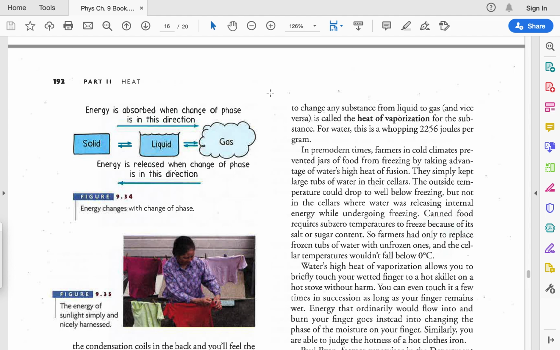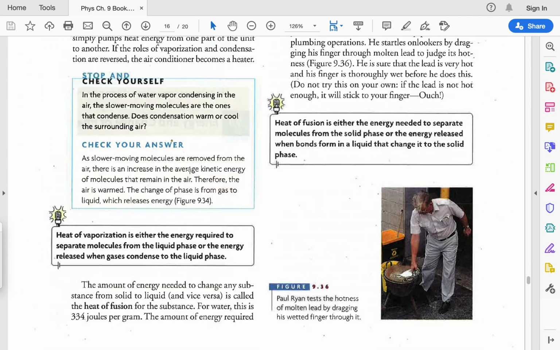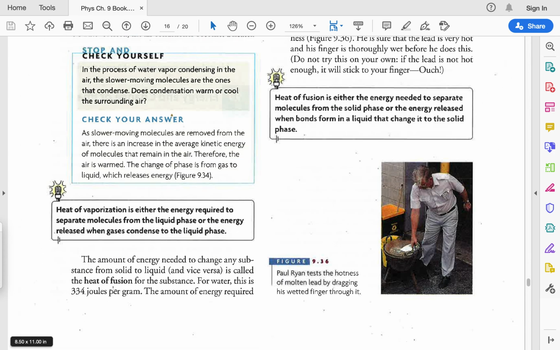So if you had 1 gram of water and you heated it up to make it into gas, it would take 2,256 joules. Why? Because water has a very high specific heat. Okay? You also have the heat of fusion. What is that? That is, for water, 334 joules per gram.